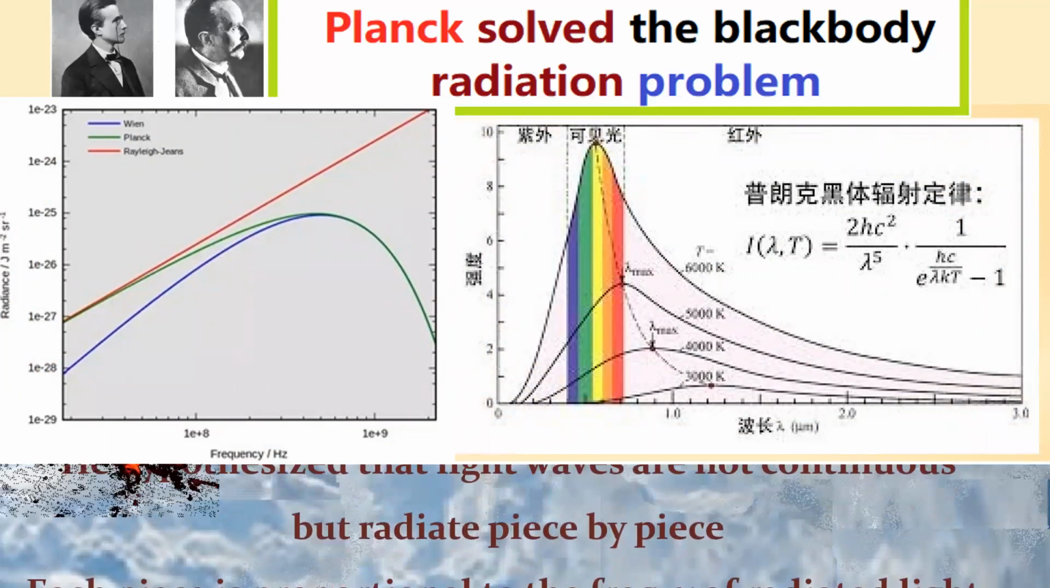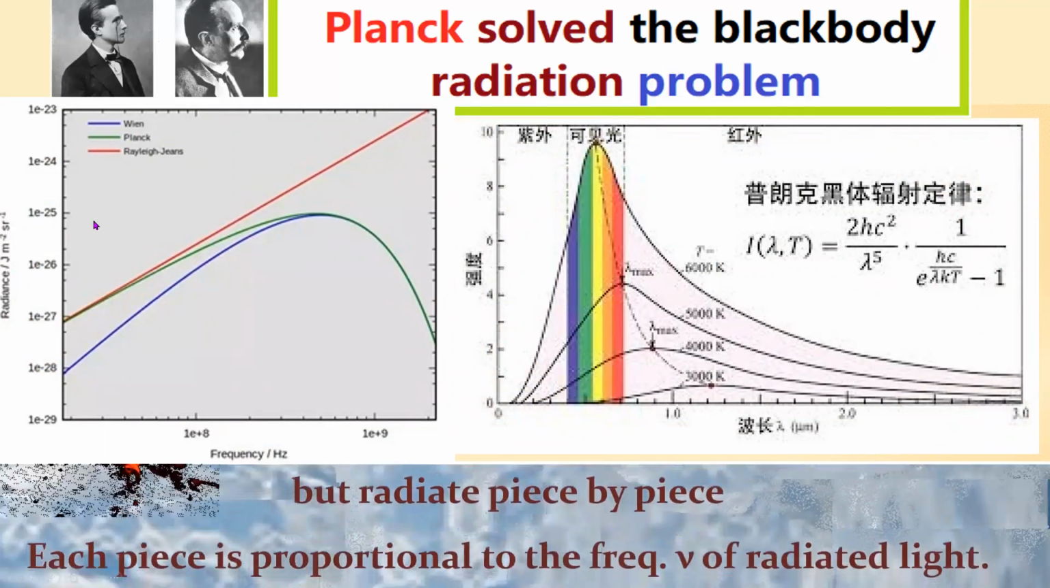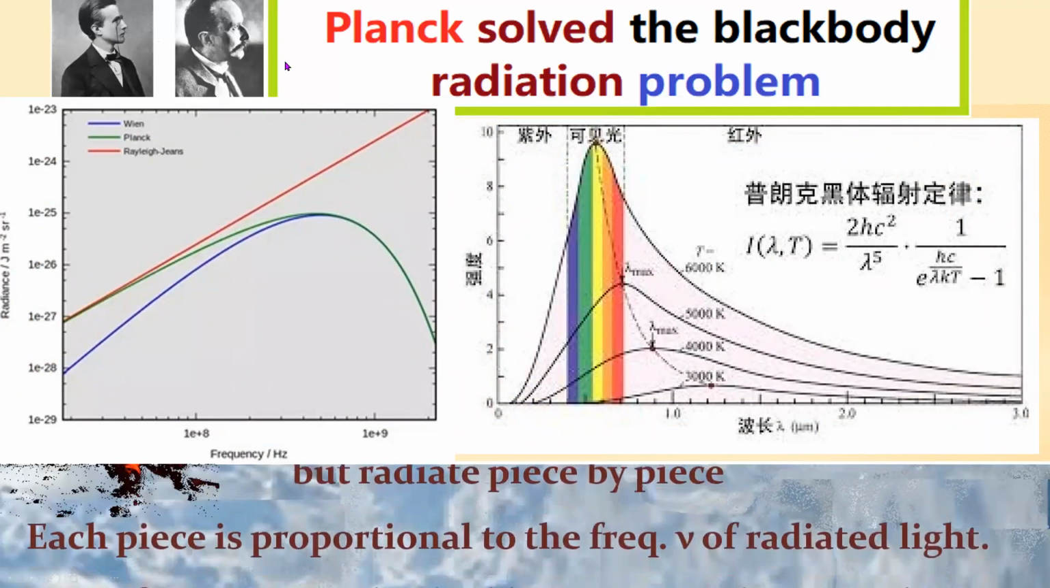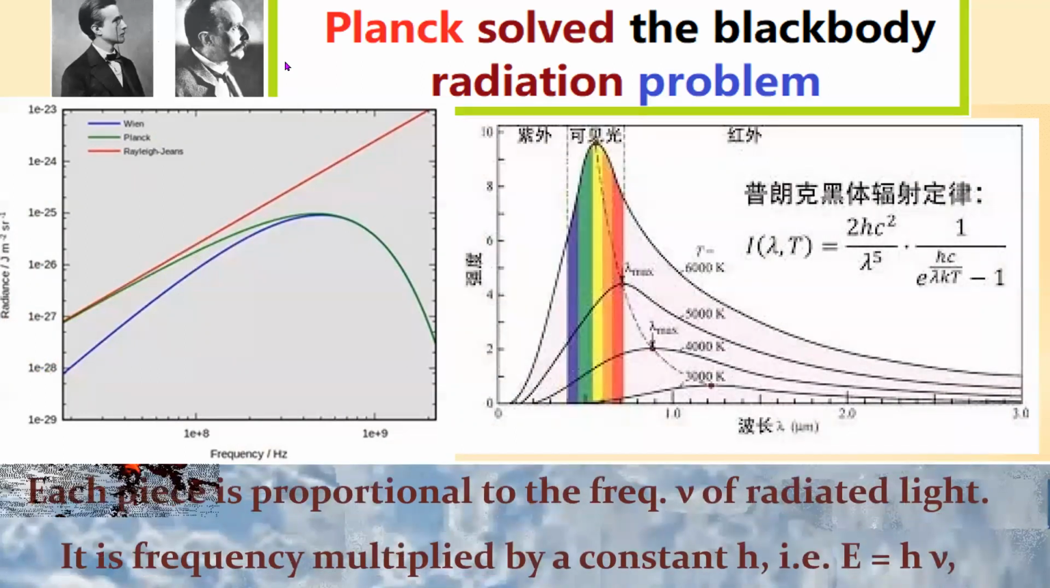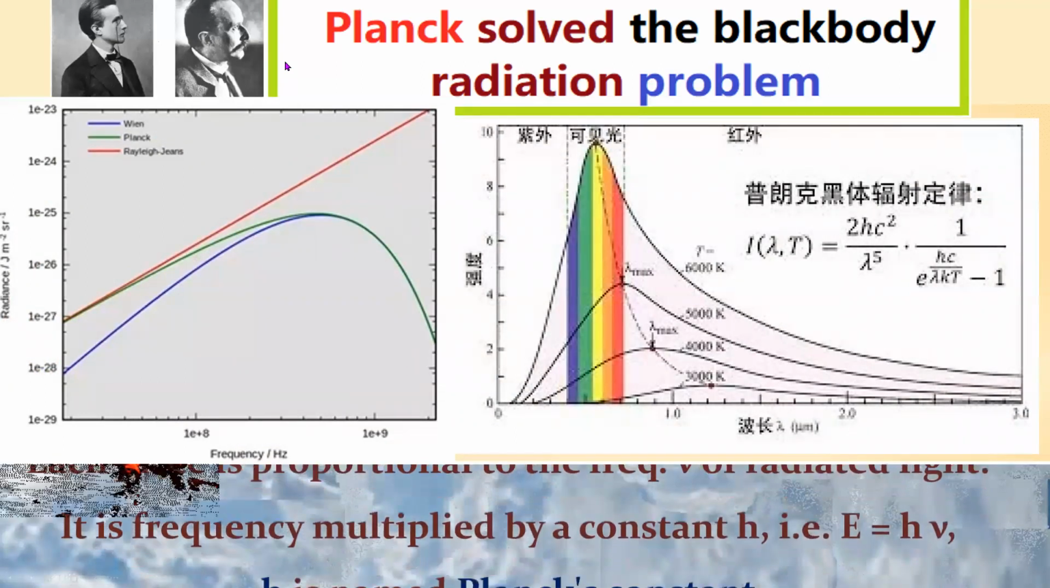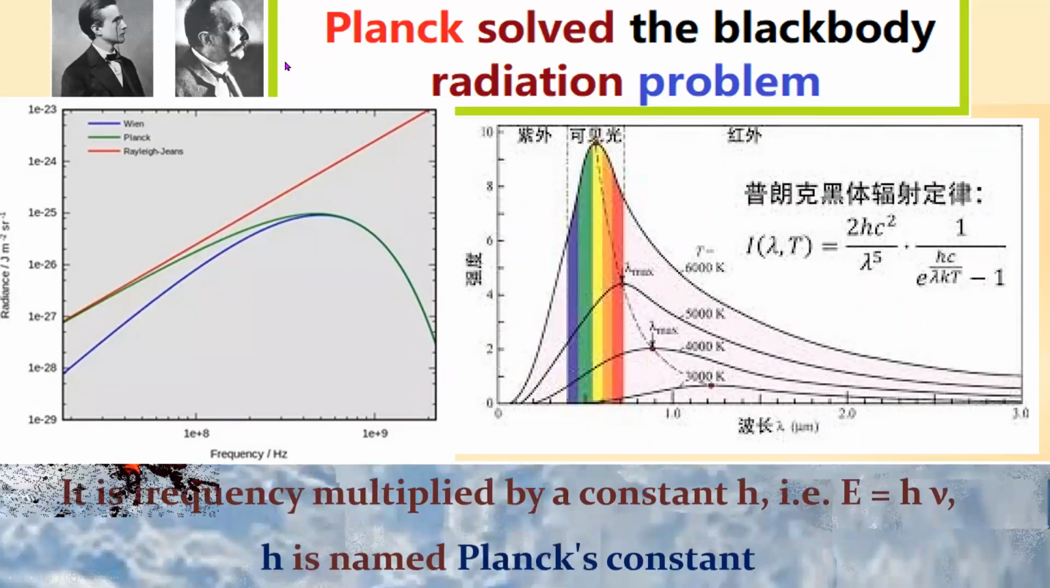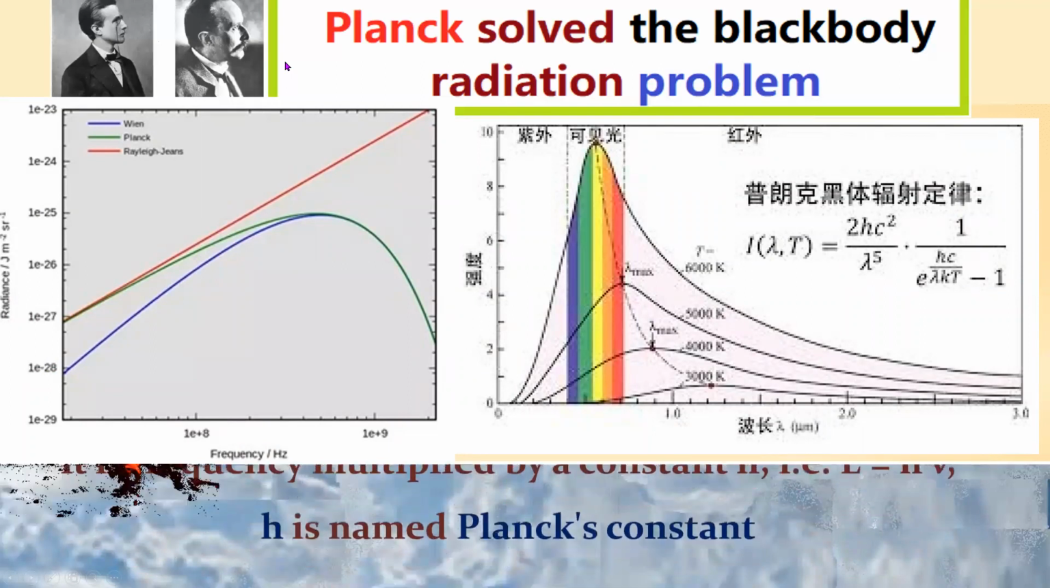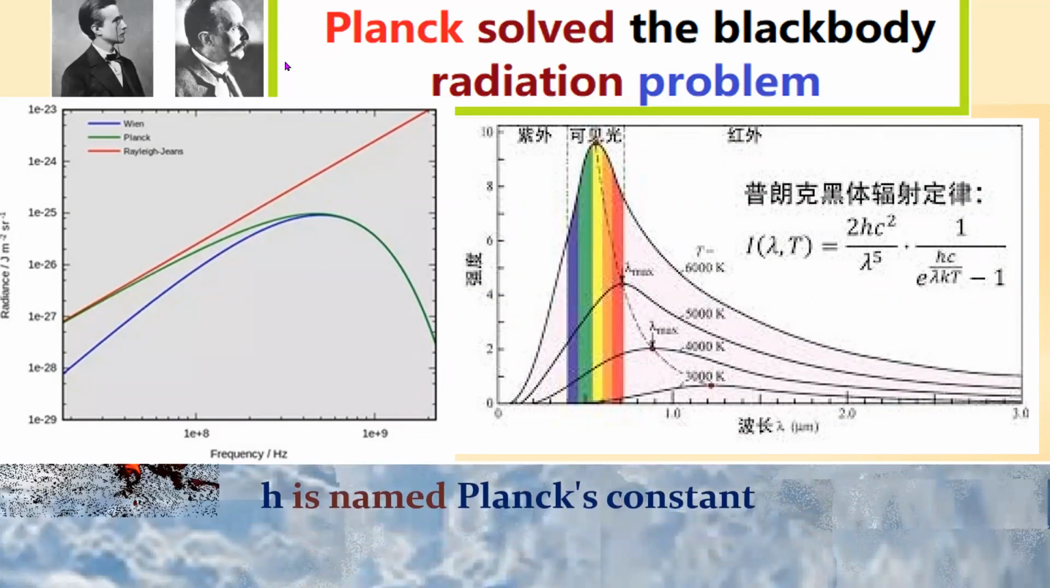Each energy piece is proportional to the frequency nu of the radiated light. It can be written as frequency multiplied by a constant h, that is, E equals h nu. The h is named Planck's constant.